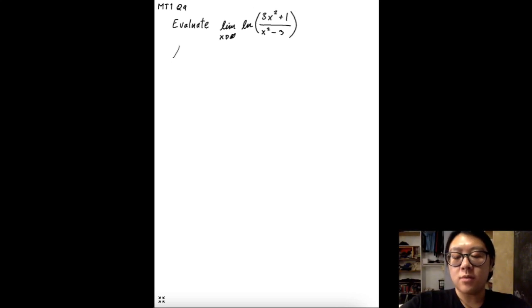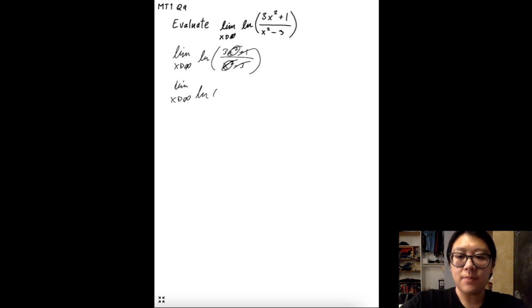First of all, we're going to be starting with mini test 1, question 9, evaluating the limit as x approaches infinity of ln of (3x squared plus 1) over (x squared minus 3). I'm going to be crossing out the constants and the equal x squareds, so I'm going to be left with the limit as x approaches infinity of ln of 3. Nothing else to cross out, so my final answer is ln of 3. That's it for question 9.